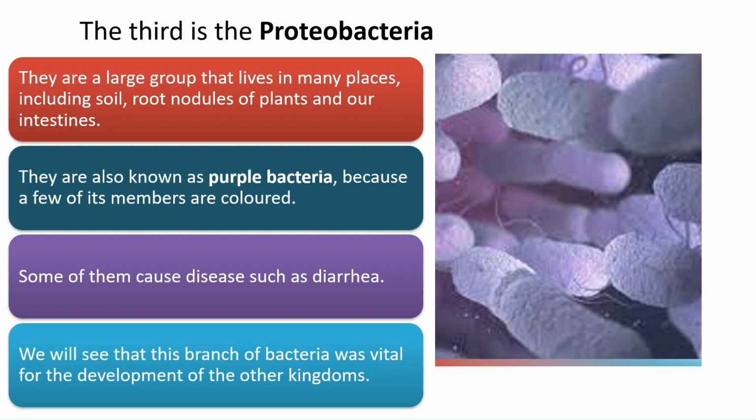The third is the proteobacteria. They are a large group that lives in many places, including soil, root nodules of plants, and our intestines. They are also known as purple bacteria because a few of its members are colored. Some of them cause diseases such as diarrhea. We will see that this branch of bacteria was vital for the development of the other kingdoms.